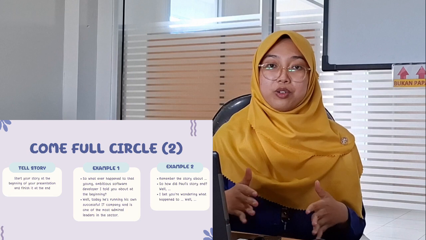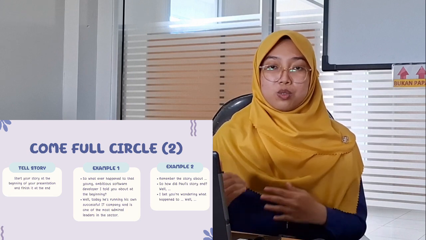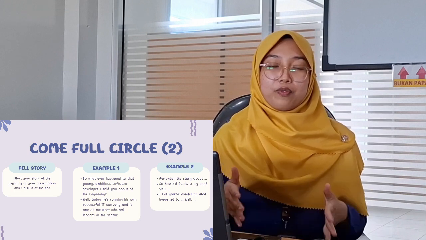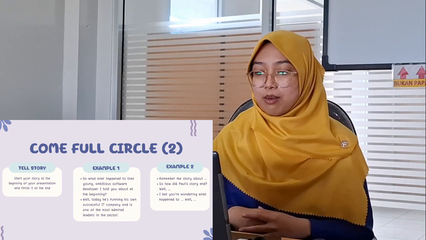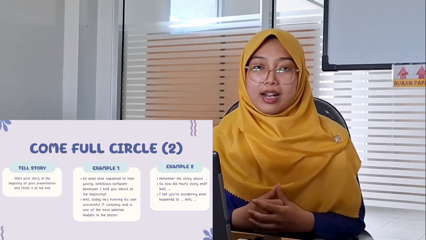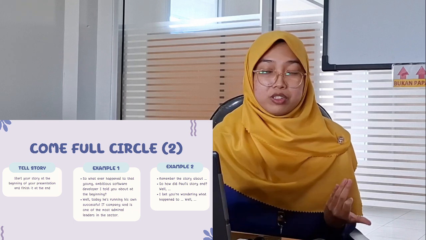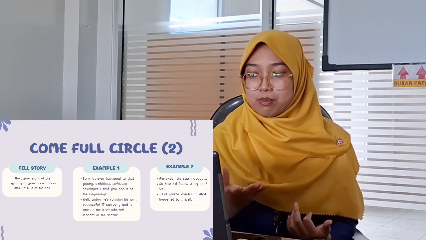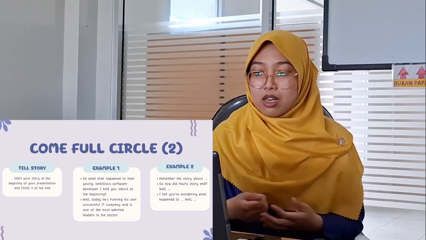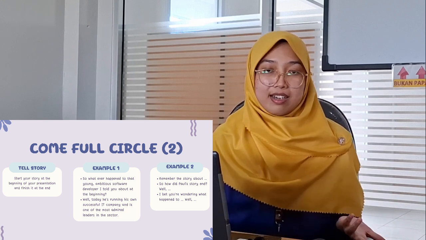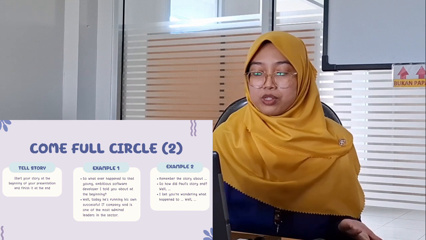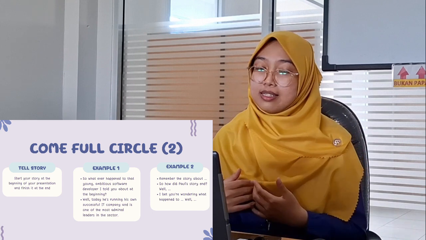So another way to do the come full circle strategy in your closing is by starting a story right at the beginning of your presentation and finishing it at the end of the presentation. For example, whatever happened to that young, ambitious software developer I told you about at the beginning? Well, today he's running his own successful IT company and is one of the most admired leaders in the sector.